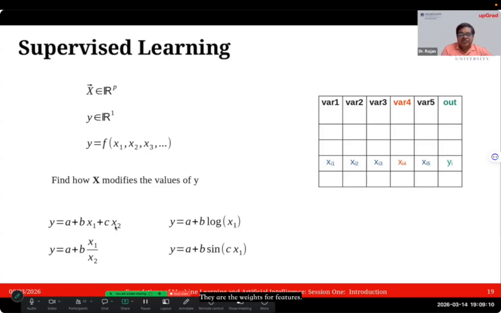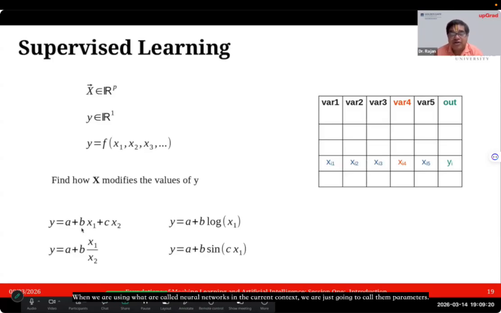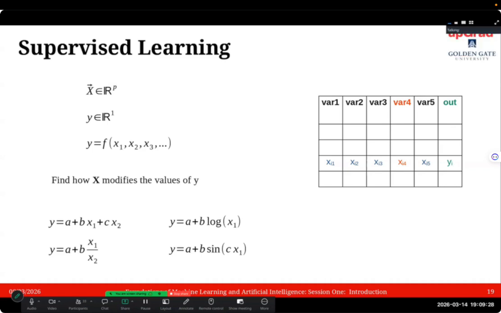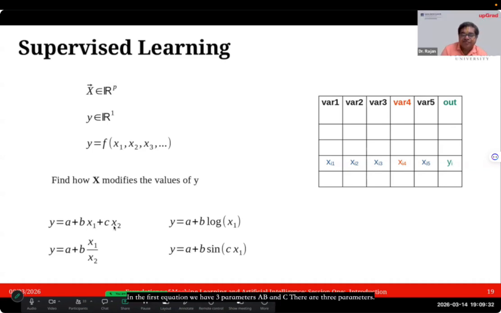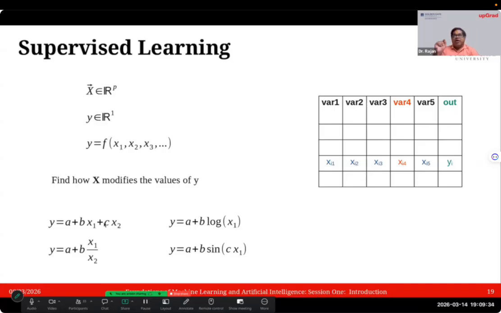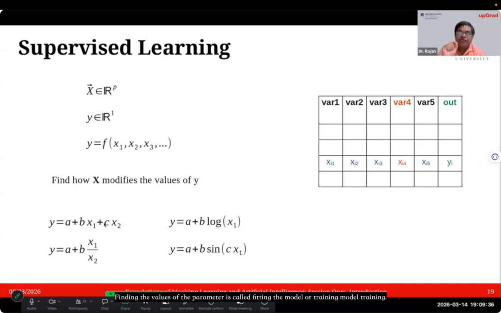They are the weights for the features. Okay. We are going to use the term weights when we are using what are called neural networks. In the current context, we are just going to call them parameters. Okay, perfect. In the first equation, we have 3 parameters, A, B, and C.